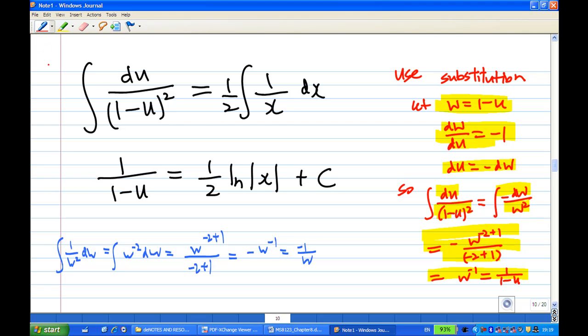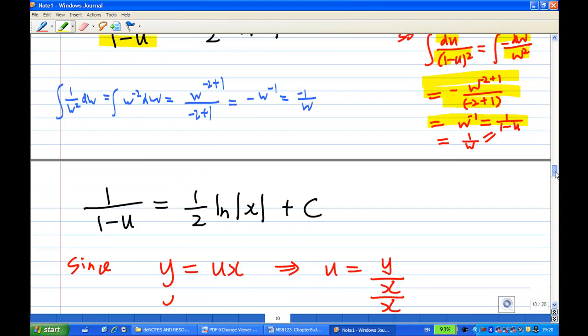Okay, so I can write one more step. You cannot see this, but this is 1 over w, which is equal to 1 over 1 minus u. So integrating the left hand side, you get 1 over 1 minus u, whereas integrating the right hand side gives half ln x.